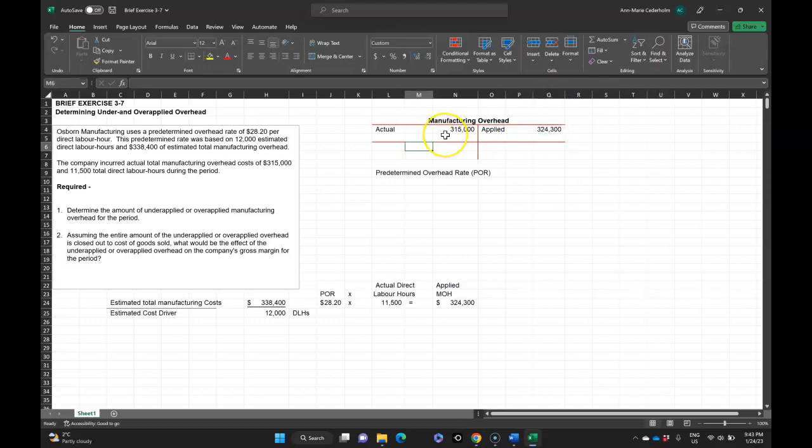So now I can see that I have 315,000 over here, and I have applied 324,300. So what we're saying is we've actually allocated too much overhead to our jobs, because our actual only ended up being 315,000. So I'm going to take the 324,300 minus 315,000, and that tells me how much. It's 9,300. So I'll just say overapplied.